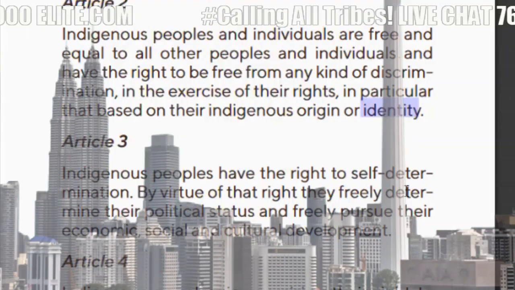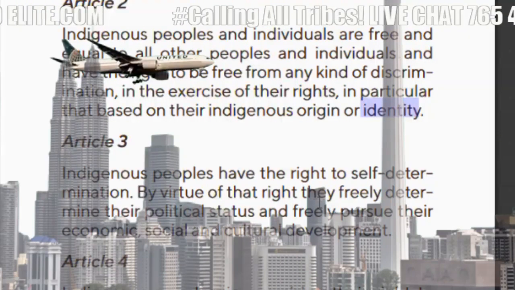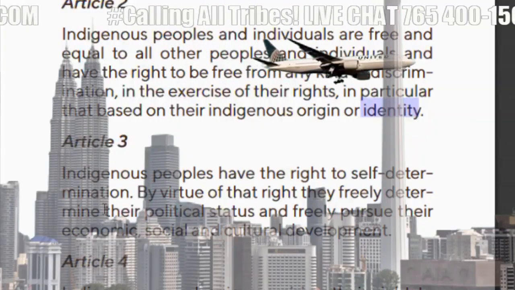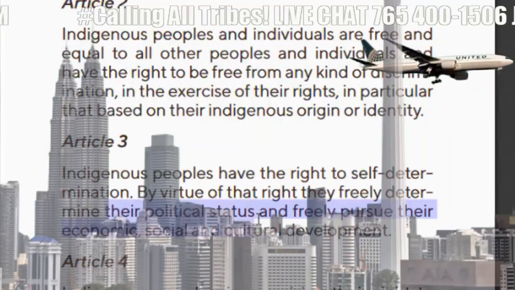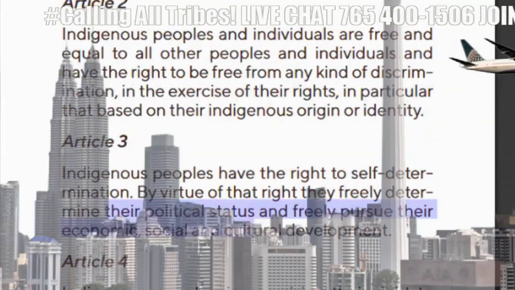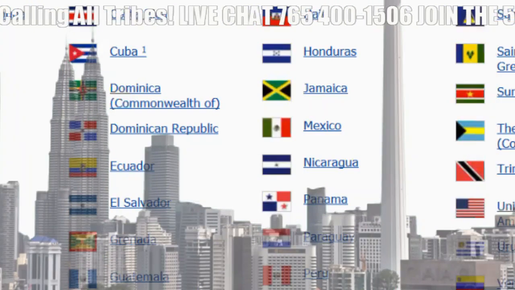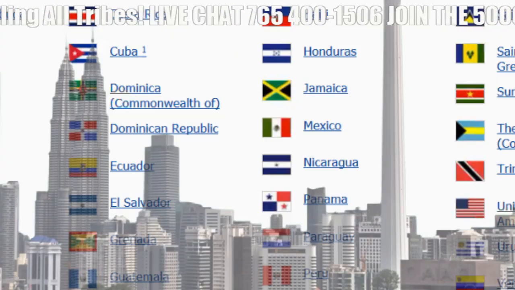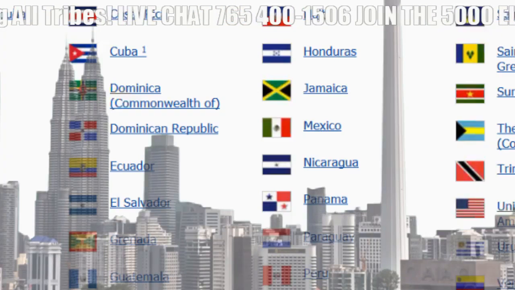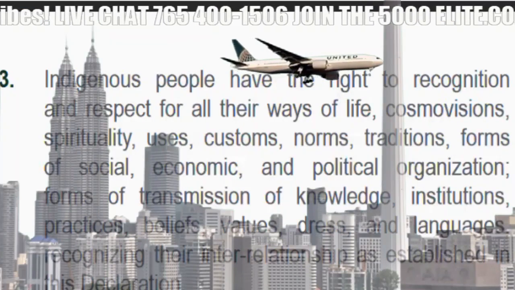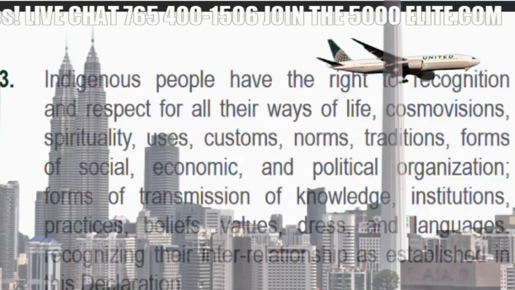Our peoples have the right to self-determination. By virtue of that right, we freely determine our political status. You see that right there? Boo, yeah. And freely pursue our economic, social, and cultural development, as it was said in the other joint. So, you know, we got confirmation on top of confirmation on top of confirmation. Can you dig it? Are y'all with me?